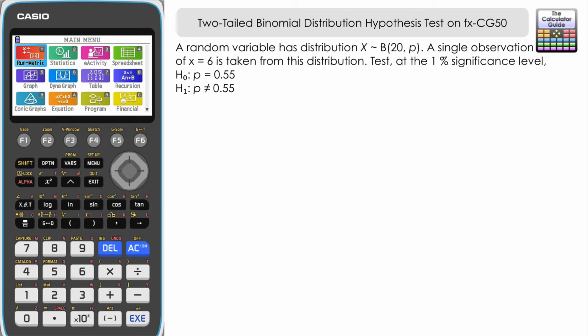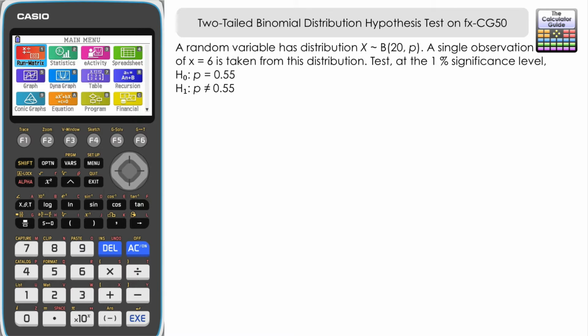A random variable has distribution X is distributed binomially, with an n value of 20 and a p that's yet to be defined, but we're going to take that from the null hypothesis. A single observation of x equals 6 is taken from this distribution. Test at the 1% significance level. We have our two hypotheses already stated here for us. Our null hypothesis, H0, is p equals 0.55, and that's what we're going to be using as our p-value in the test. And then we have the alternative hypothesis, H1, p does not equal 0.55.